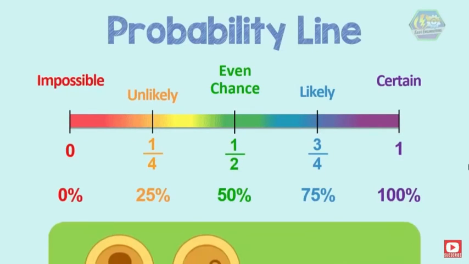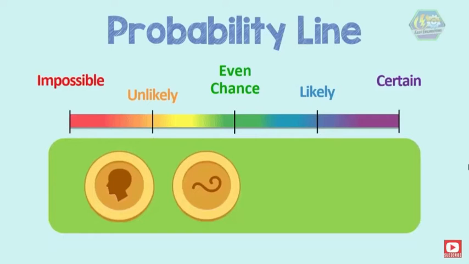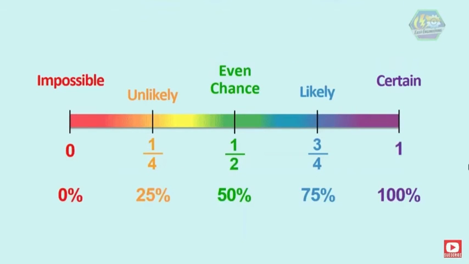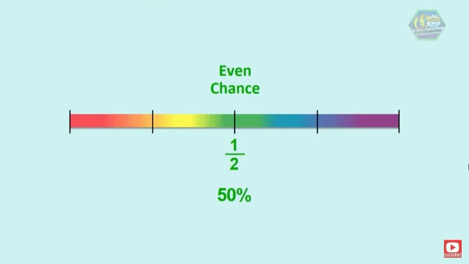In the case of tossing a coin, since there are 2 possibilities, we divide the probability by 2. So 1 divided by 2 is 1/2 or 50%. Therefore, there is an even chance that the event will happen.